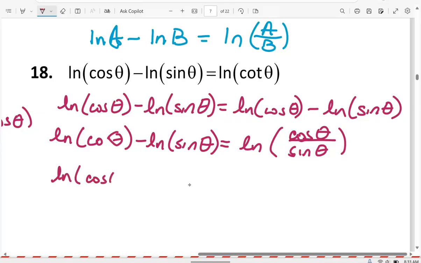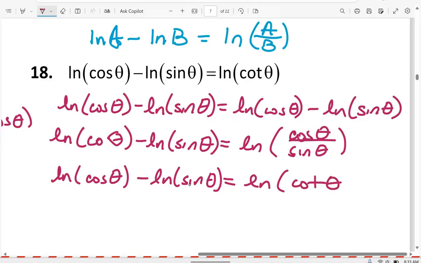And again, we're going to leave the left side alone. And on the right side, the cosine of theta divided by the sine of theta can be re-expressed as cotangent of theta. Now we've proven what we needed to, and we are done with this one.